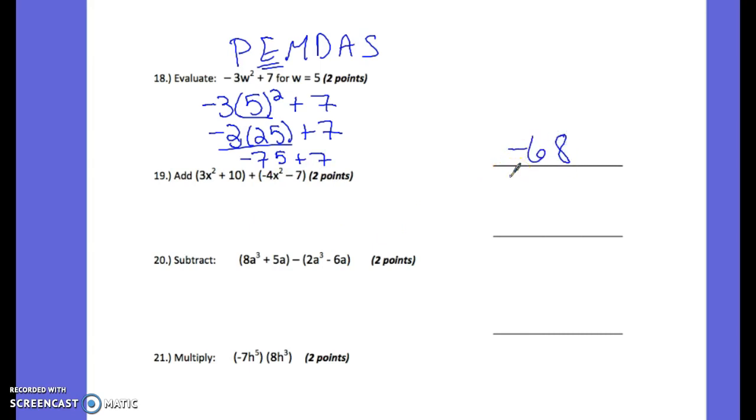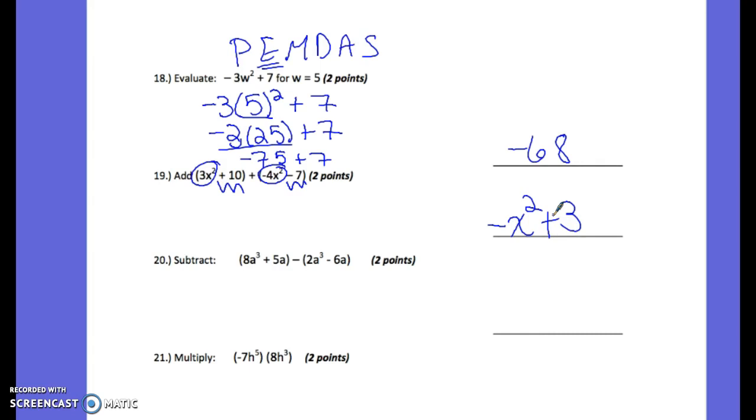When you're adding, remember you're combining like terms. You just drop your parentheses. 3x squared minus 4x squared is negative x squared. Positive 10, negative 7 is positive 3.